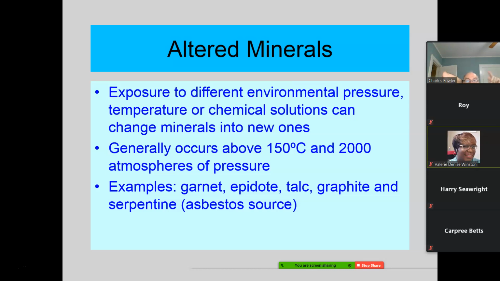Multiply that by 2,000 atmospheres, and you got a lot of pressure. Now, where does that happen? Way, way, way deep in the Earth's surface. Now, here's an example of that.